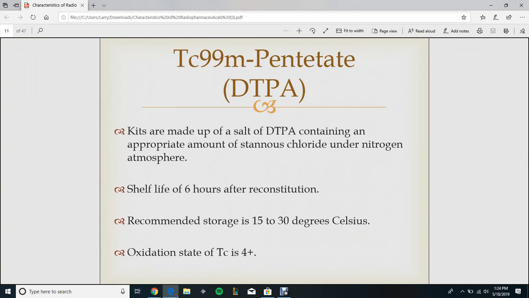Technetium-99m pentetate, which is also known as DTPA. The kits are made up of a salt of DTPA containing an appropriate amount of stannous chloride under a nitrogen atmosphere. The shelf life is 6 hours after reconstitution. The recommended storage is 15 to 30 degrees Celsius. The oxidation state of tech is 4+.